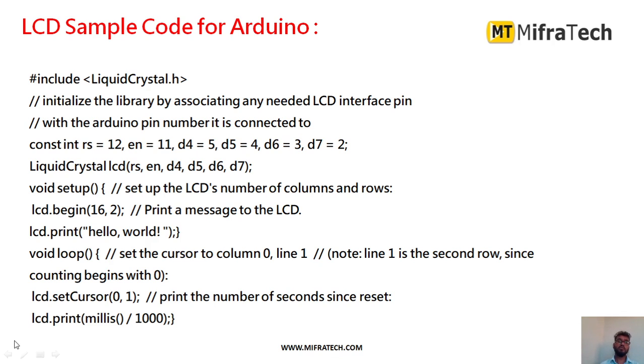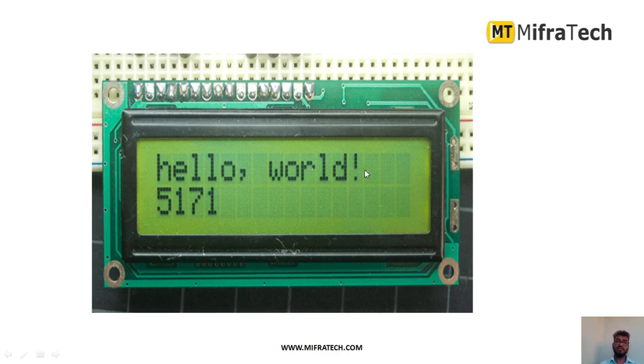So this is a simple code in order to interface the Arduino Uno and the LCD display, and see the output. We will see how the output looks. As you can see, after uploading this code and running, my output looks like this in the LCD display. I have printed hello world, and I have printed the time since last reset, in seconds, here.